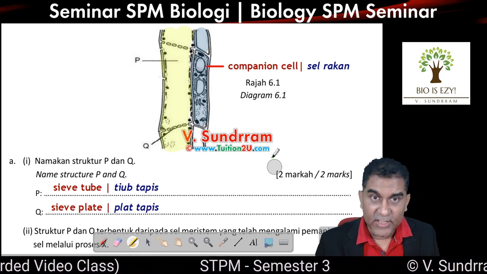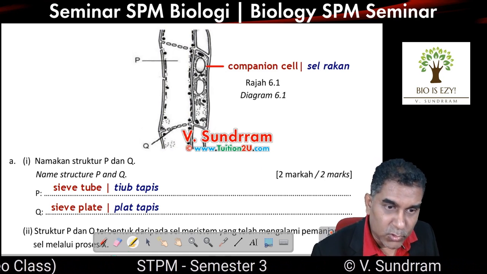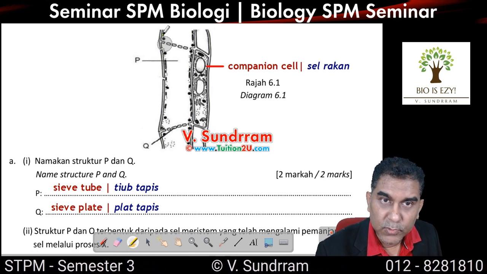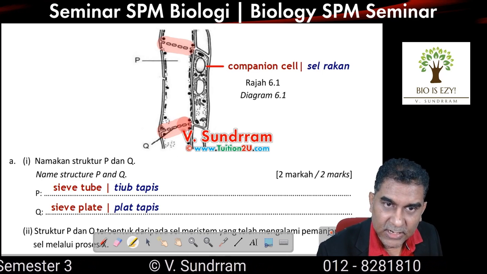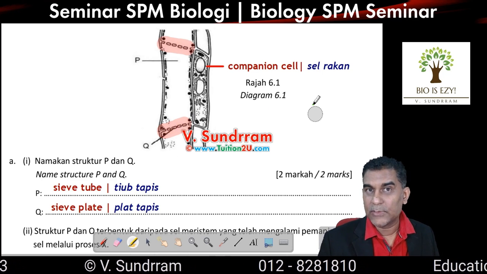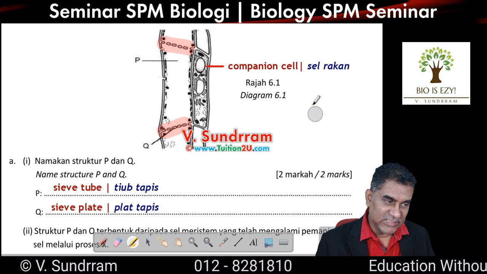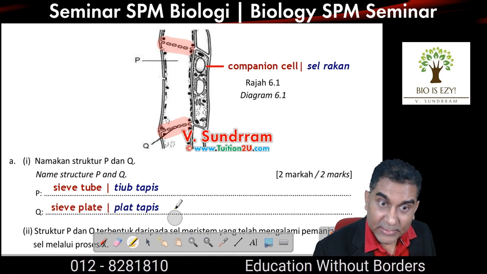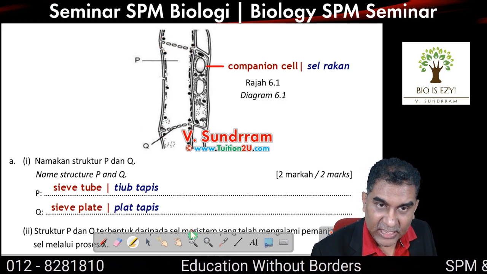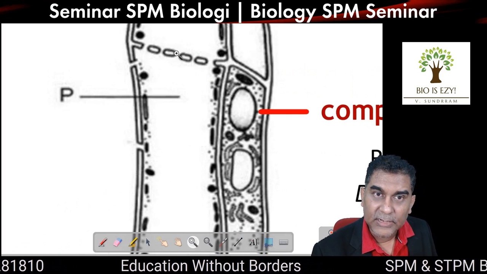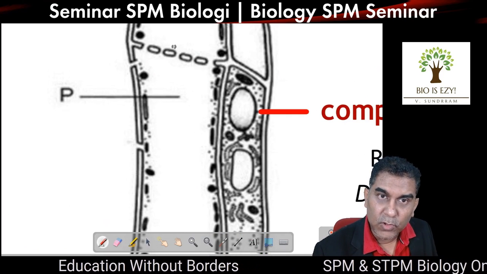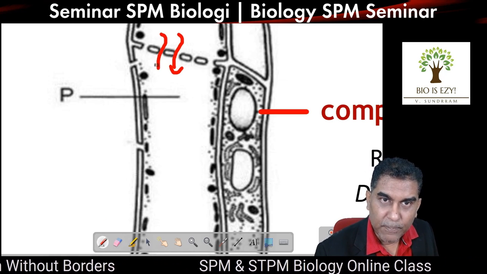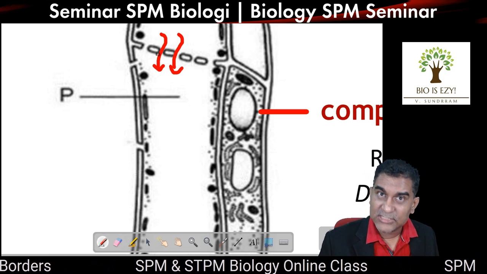So that is for you to identify, and by right you are also supposed to know the name of this structure here. Ini adalah plat tapis yang mempunyai liang. Sieve plate that has pores. So I've labeled here as sieve plate. If you see the diagram, you can clearly see they have pores. Nampak dengan jelas plat tapis ini ada liang. Molekul-molekul sukrosa boleh lalu melalui liang. Sucrose molecules can pass through the pores that are found on the sieve plate.